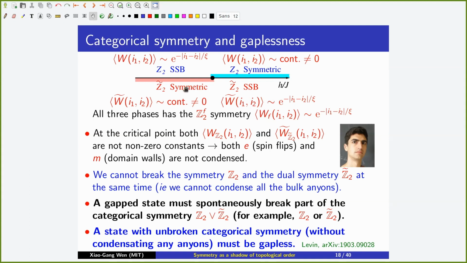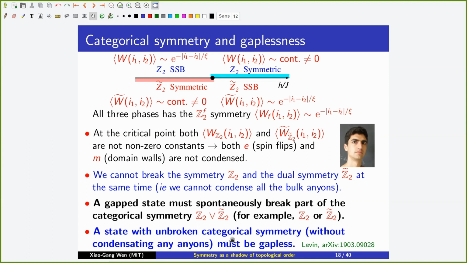And so actually, we can also see that in all these three phases, for this Z2F symmetry, I think they have this exponential decay. So this symmetry is always there, not broken. This is Z2F. But for Z2 and Z2 tilde, one is broken, the other symmetric. But here I really try to emphasize that the two symmetries cannot break together. You can break one or break the other, and you get a gapped phase. And if they are both unbroken, both symmetric, it must be gapless.